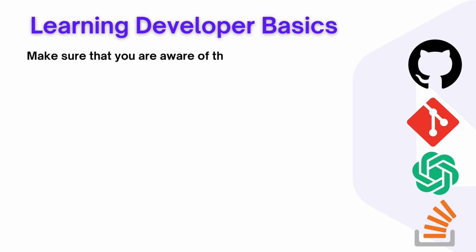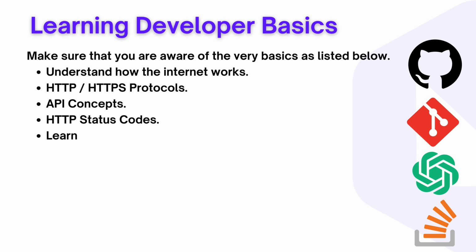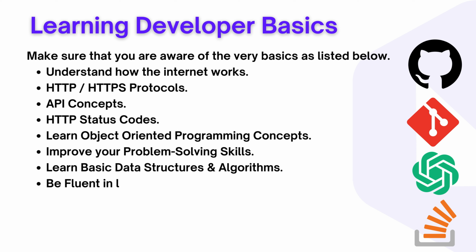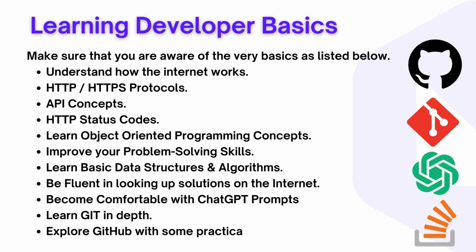First thing is learning developer basics. Make sure that you are aware of the very basics as listed below. Understand how the internet works, HTTP or HTTPS protocols, API concepts, HTTP status codes, learn object-oriented programming concepts, improve your problem-solving skills, learn basic data structures and algorithms, be fluent in looking up solutions on the internet, become comfortable with ChatGPT prompts. Learn Git in depth, explore GitHub with some practical usage.